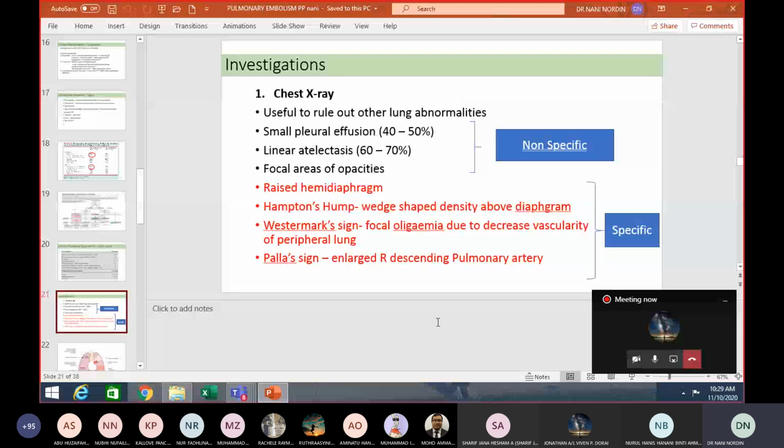Westermarck sign is the area in the lung near the obstruction in which it is more translucent, an area which is less opaque and more translucent because of decrease in vascularity. So they call it Westermarck sign. Another sign is what we call Palla sign, which is caused by enlarged pulmonary artery, large descending pulmonary arteries. Okay, so these signs are more specific, but very rarely can you get these signs.